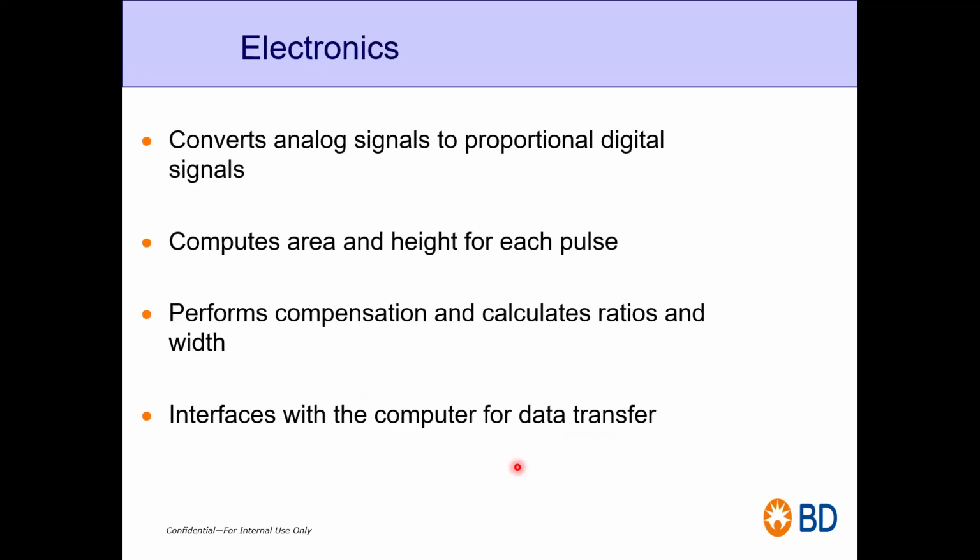So now let's come to the electronic part. In your electronic part, the analog signal is converted into a digital signal, then you get it in area and height. So there is a pulse formation there. Then you can do the compensation and calculation. I'll come to that part also.